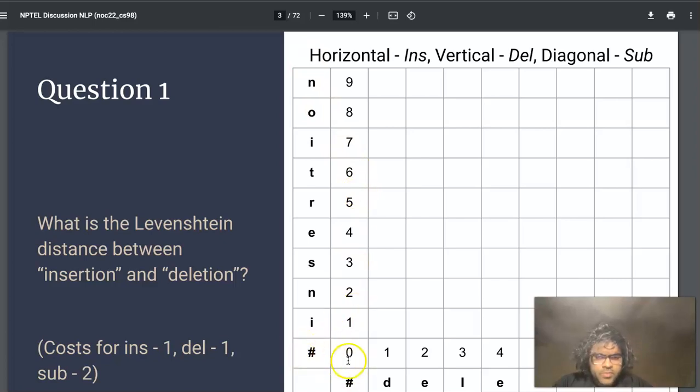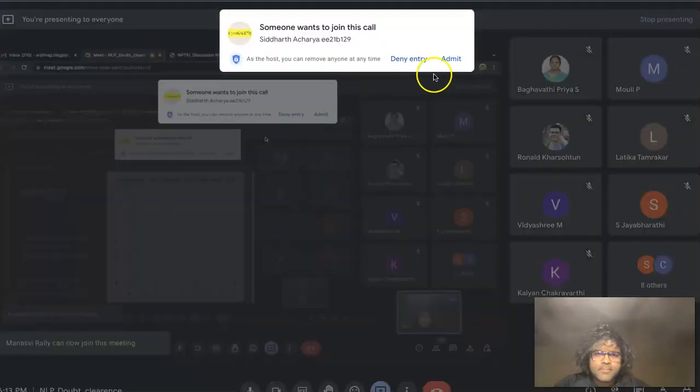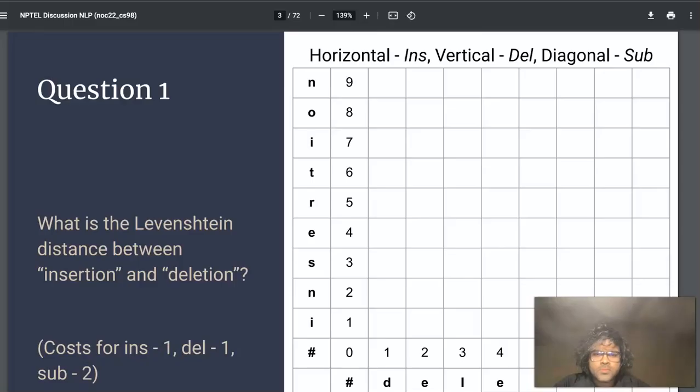What does the first row mean? This is a blank, so from null I want to go to D. Basically we need one insertion. There is no character there, and I want to go to D, so the cost is 1, because we need to insert D. From null to E it is 2, because we need to insert D and E, so it is 2, and till n we need to insert n values.